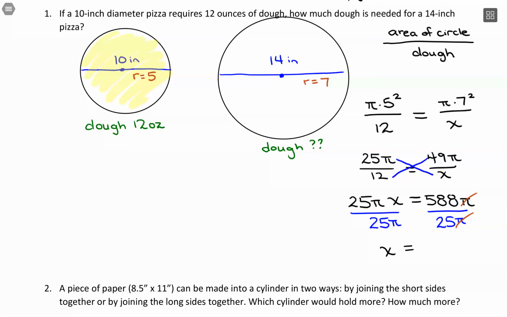So that's where we just want to be really careful of rounding too early, because doing all of these calculations, every calculation you do with a rounded number introduces more and more error. So all we need to do is have 588 divided by 25, and that should be 23.52.